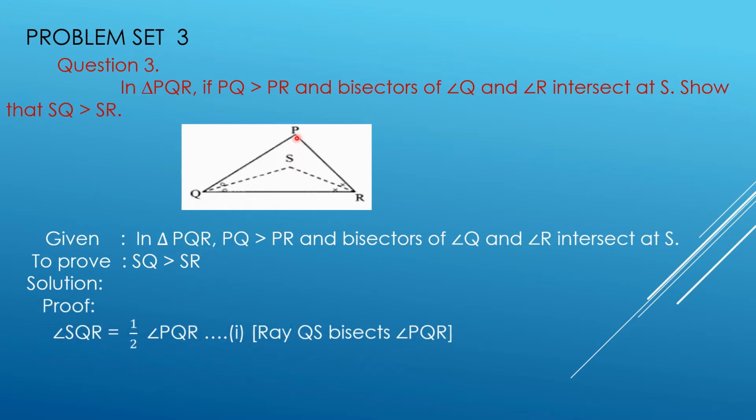First I am considering the bigger triangle PQR. Angle SQR is equal to half into angle PQR because ray QS bisects angle PQR. That is the equation number 1. And angle SRQ is equal to half into angle PRQ, for the same reason, ray RS bisects angle PRQ. That is the equation number 2.